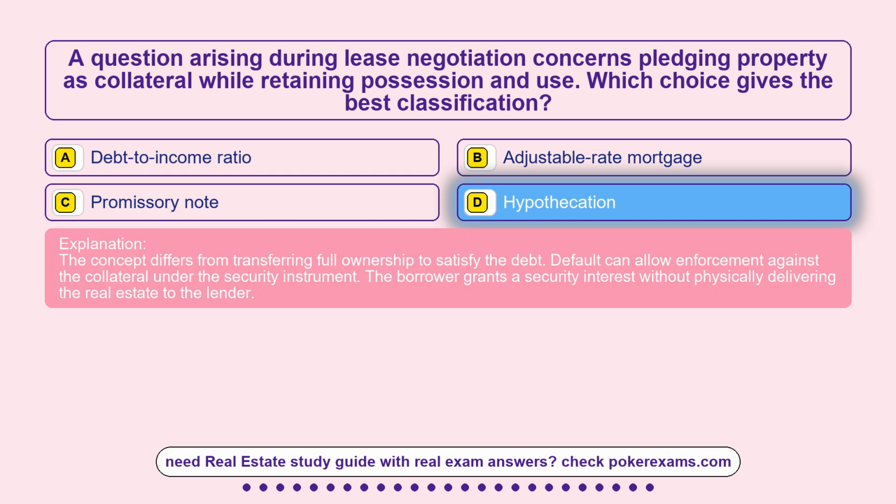Hypothecation. The concept differs from transferring full ownership to satisfy the debt. Default can allow enforcement against the collateral under the security instrument. The borrower grants a security interest without physically delivering the real estate to the lender.